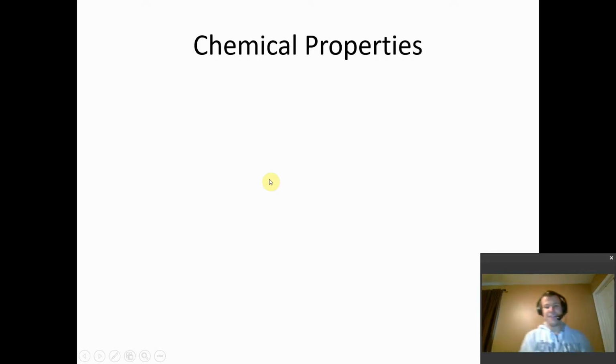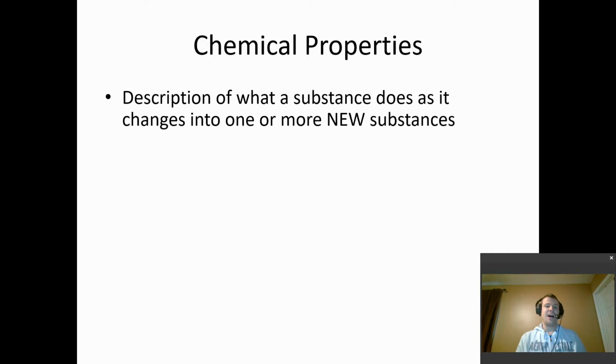So if those are physical properties, then what are chemical properties? Well, chemical properties are a description of what a substance does if it's changing into something new. So this is harder to visualize, or harder to think about, because we're not used to doing chemical reactions that frequently.